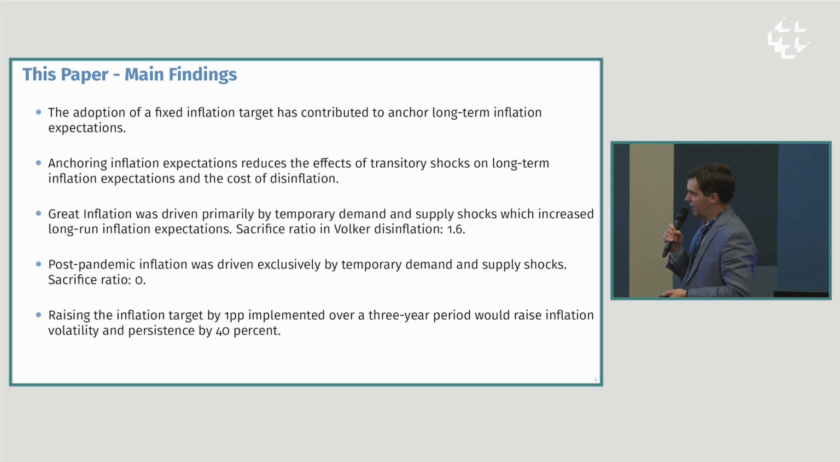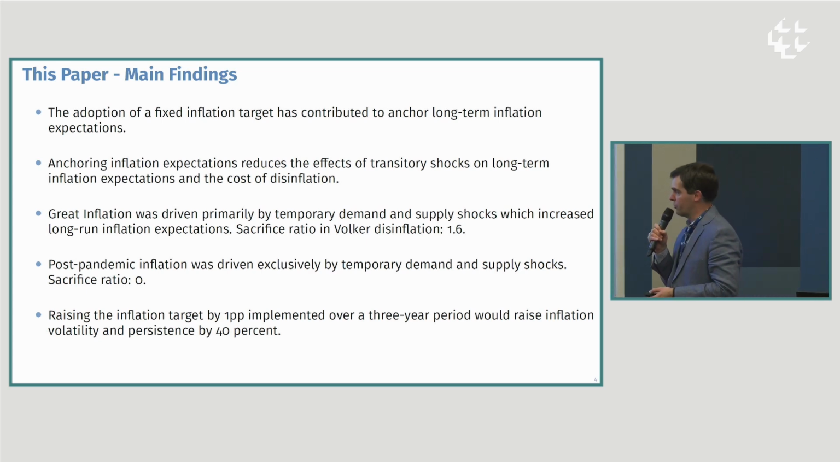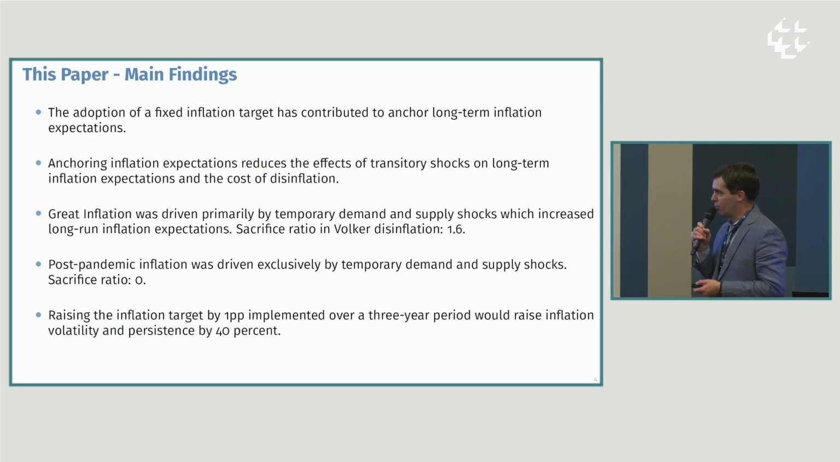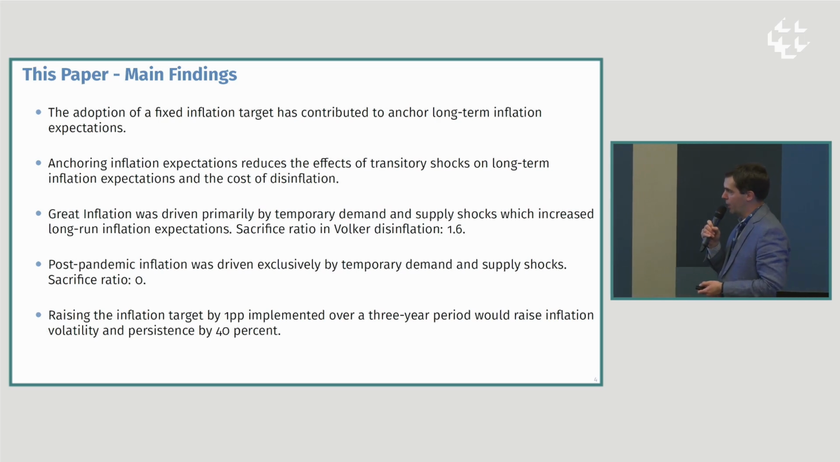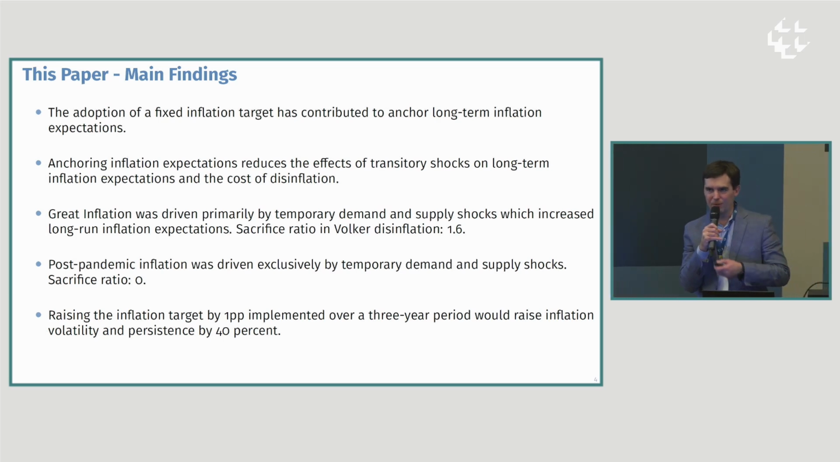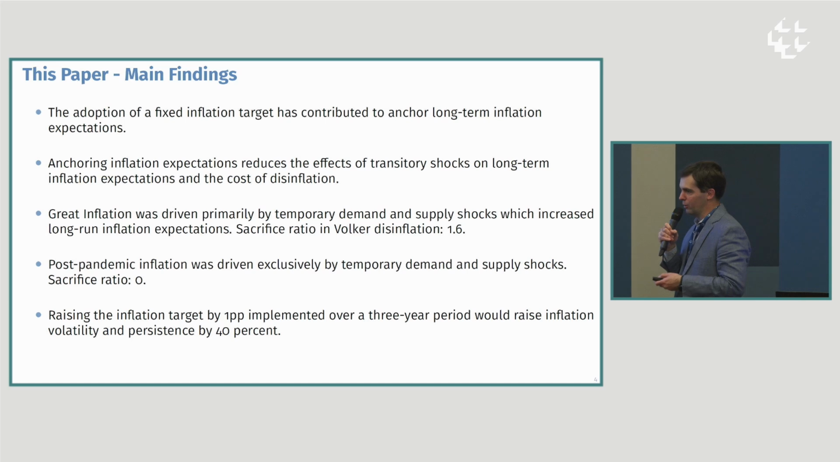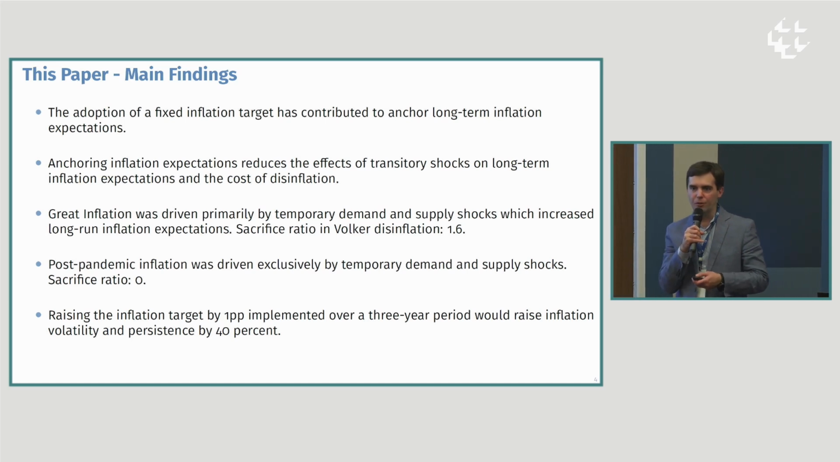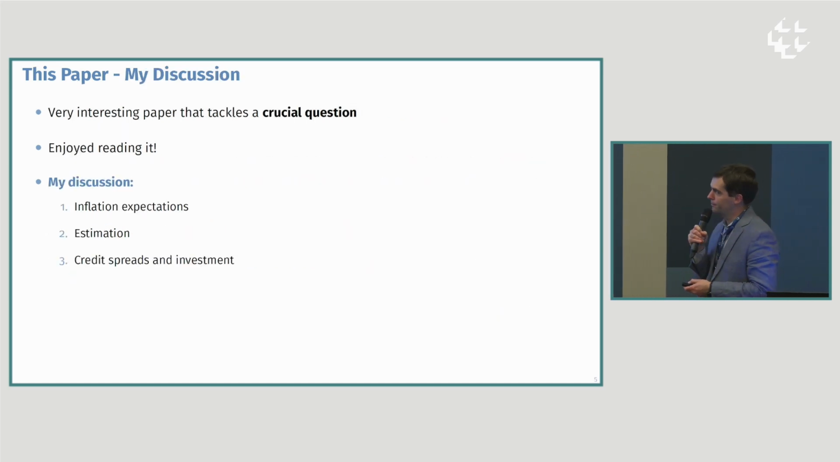And then the last one is an exercise that he didn't have time to show today: if you increase the inflation target by 1 percentage point over a 3-year period, this would raise inflation volatility in the persistent component by 40%. So again, this is questioning a bit the idea that raising the target may be a good thing, because it may de-anchor inflation expectations and may induce more volatility.